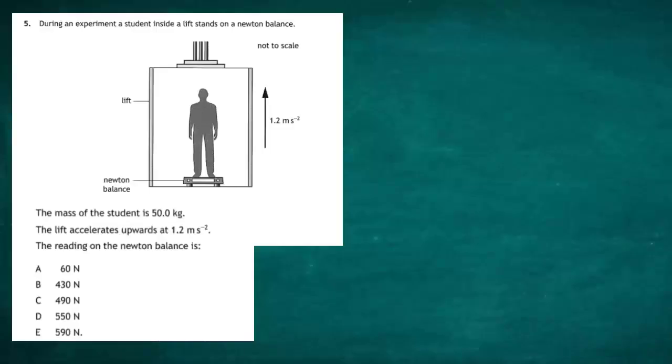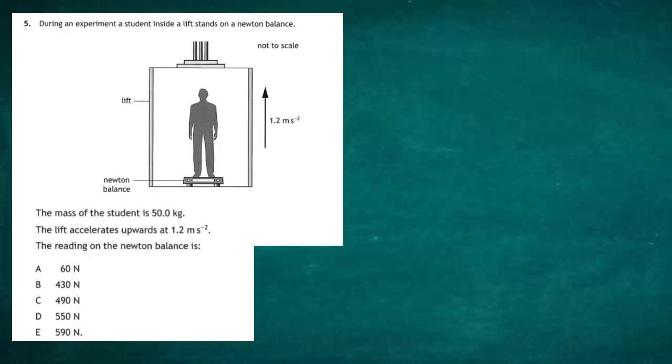Question 5 from paper 1 of the 2022 Higher Physics examination from the SQA. During an experiment, a student inside a lift stands on a Newton balance. That's a scale. The mass of the student is 50 kilograms, and the lift accelerates upwards at 1.2 meters per second every second. We have to find the reading on the Newton balance, and we're given our 5 choices there.